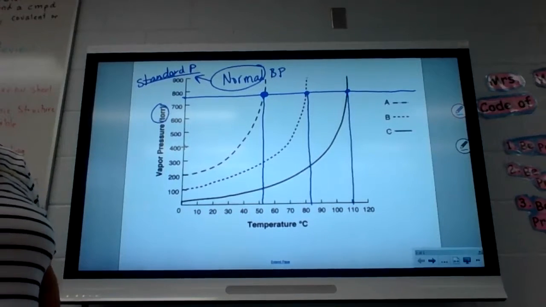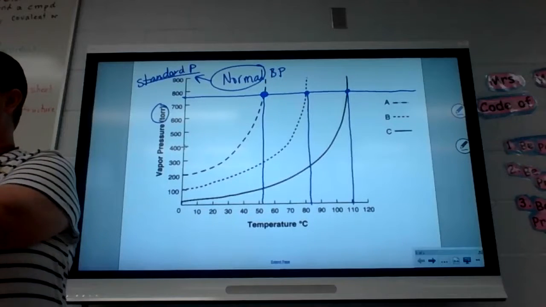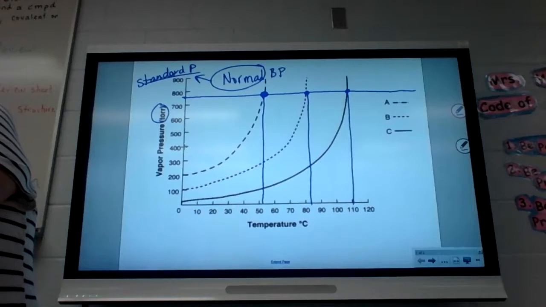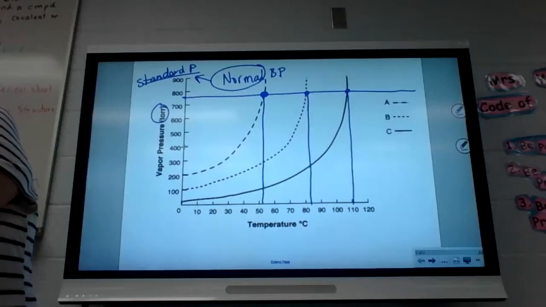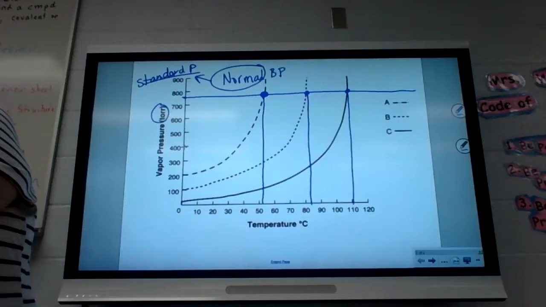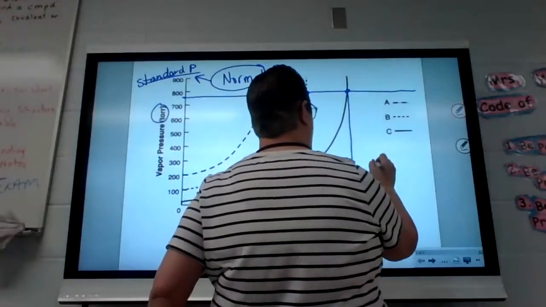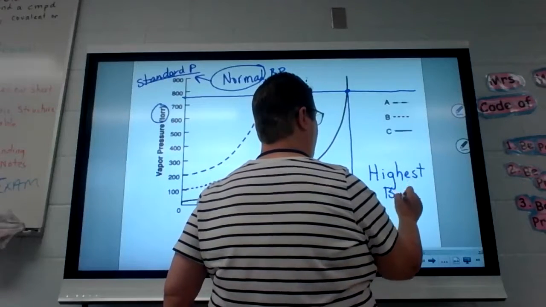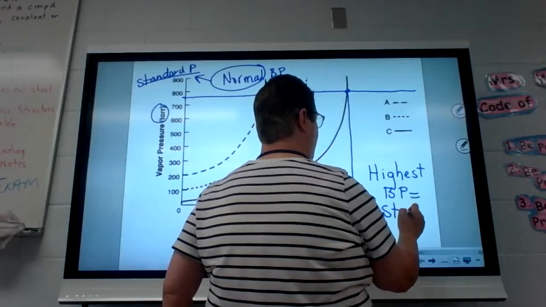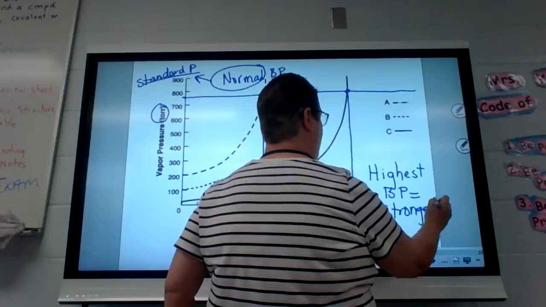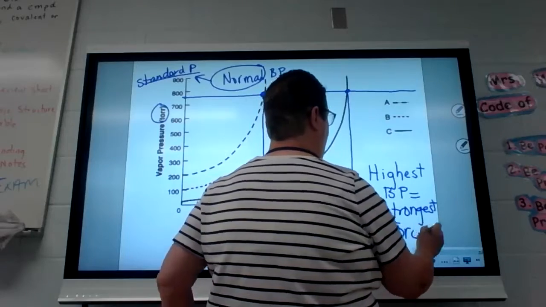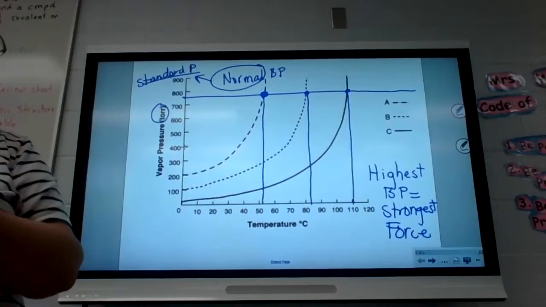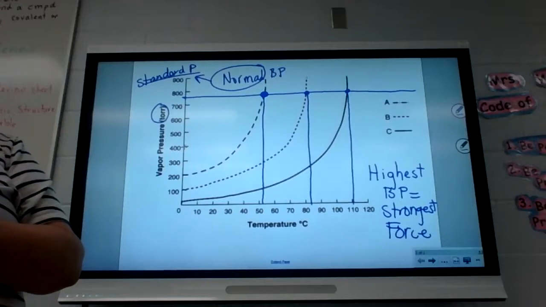All right. So the last question said, which liquid has the strongest intermolecular force? So which one has the strongest intermolecular force? I just said A. But it could be C. All right. The highest boiling point equals the strongest force. So who has the highest boiling point? C. That's the answer.